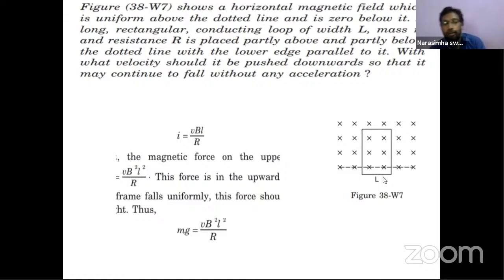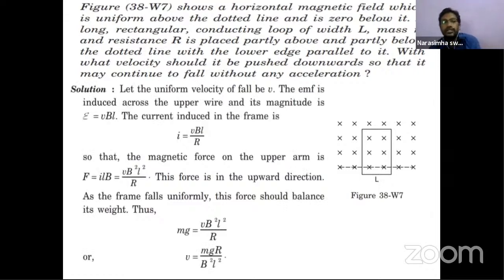Let the uniform velocity of the fall be v. Initially, the frame is moving with the normal velocity v. The moment it enters the field, the EMF is induced across the upper wire. Remember, before entering the field the velocity was v. Then the magnitude of the induced EMF will be VBL.